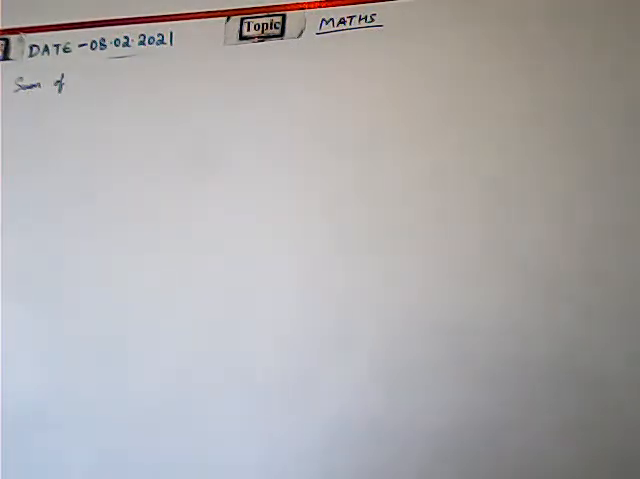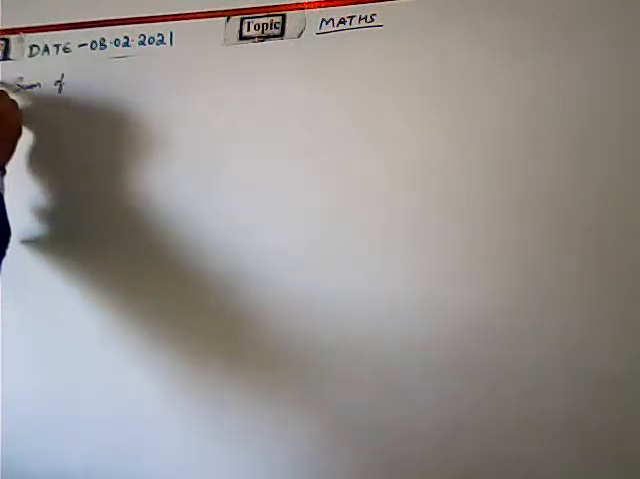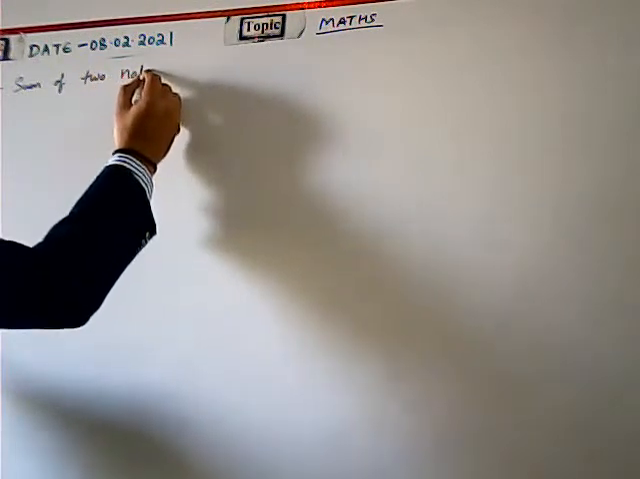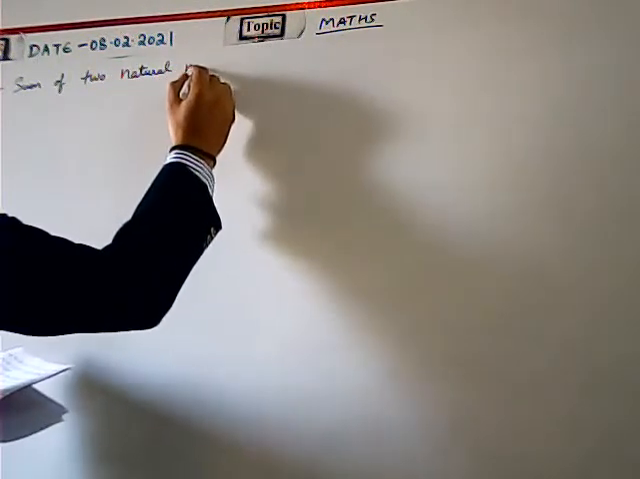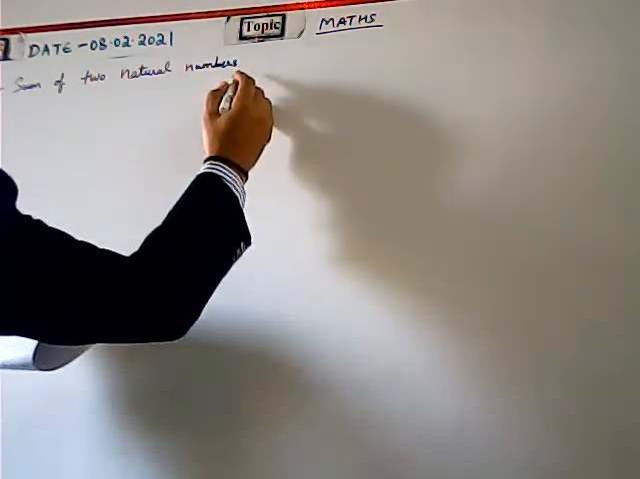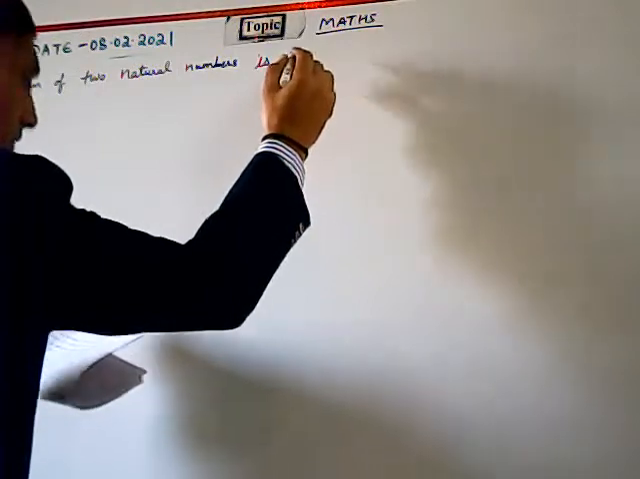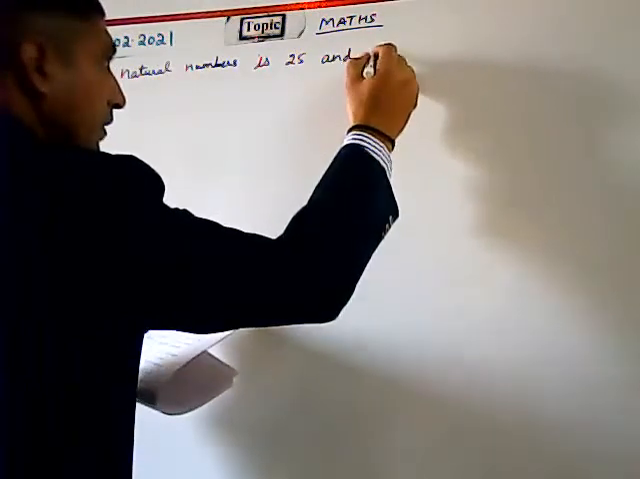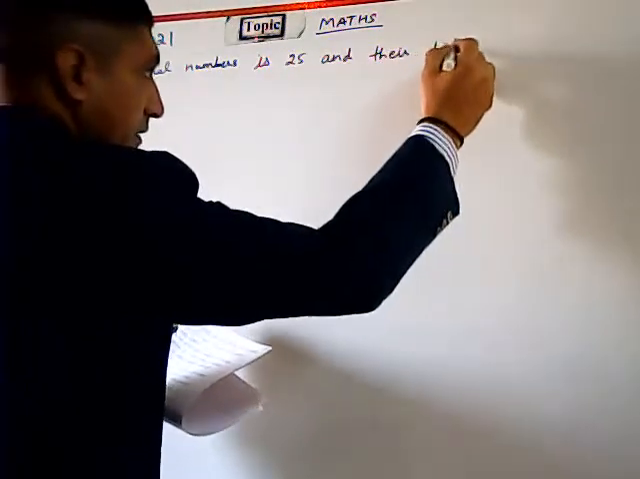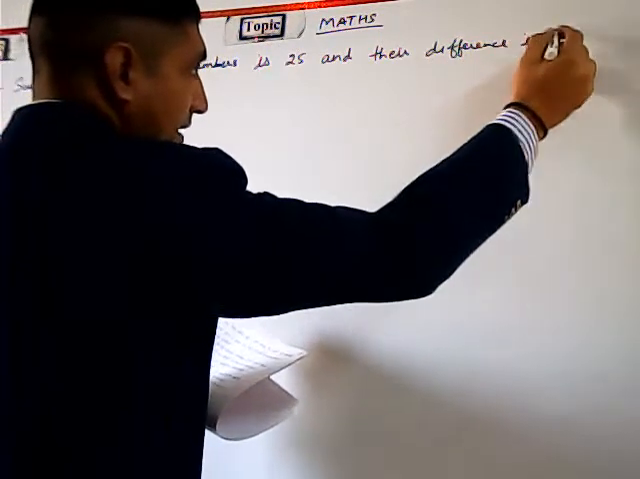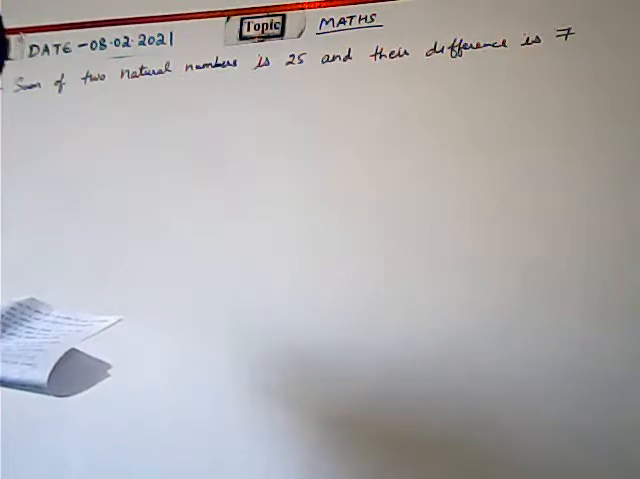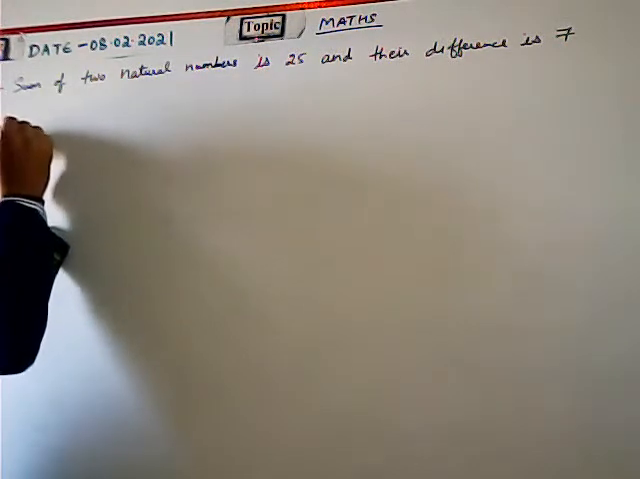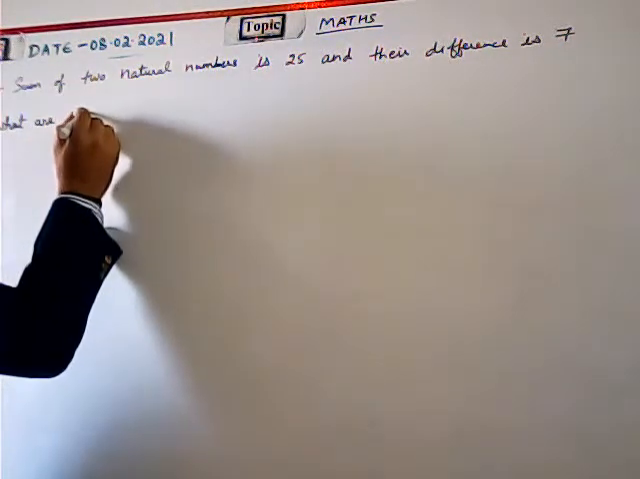If the sum of two natural numbers is 25 and their difference is 7, what are these two numbers?